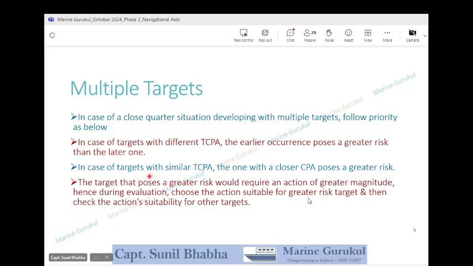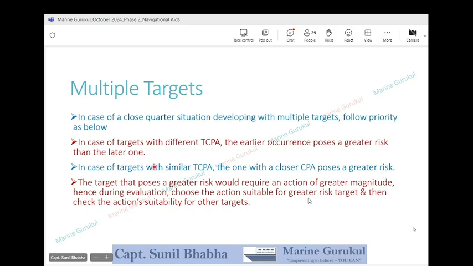Now, in case we have multiple targets with similar TCPA, both targets or all three targets having a similar TCPA, the one with a closer CPA poses a greater risk to us.